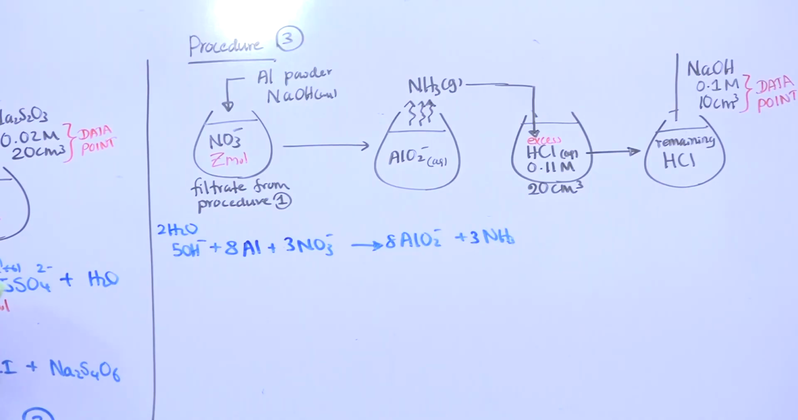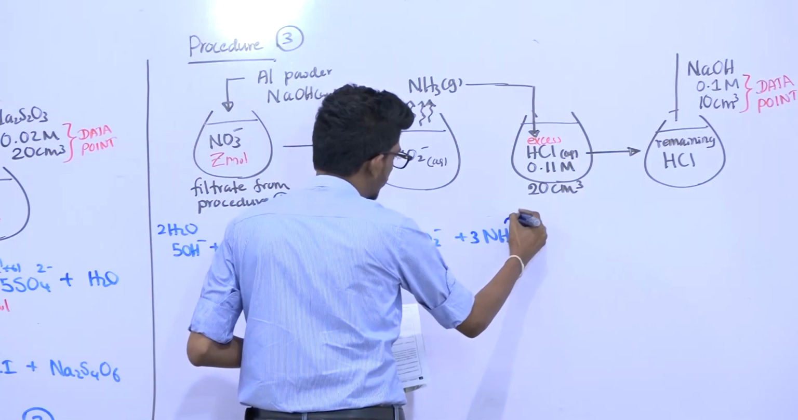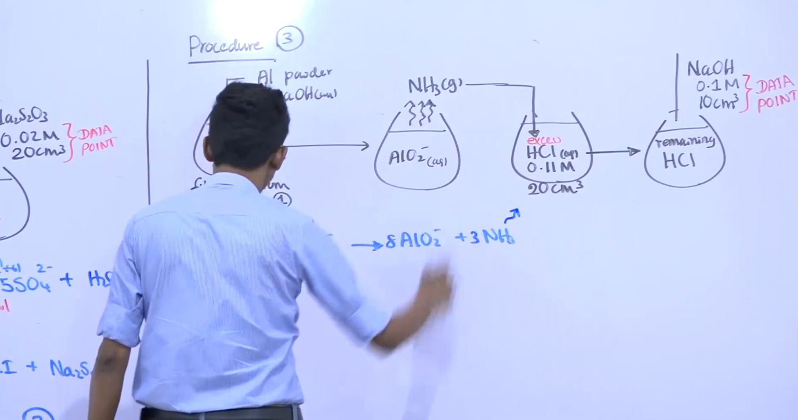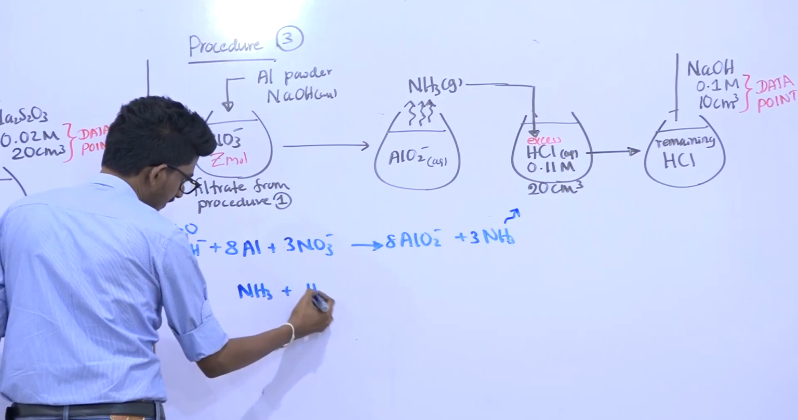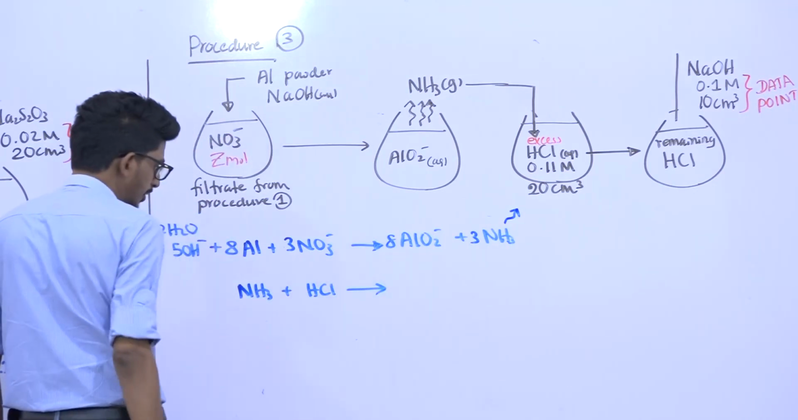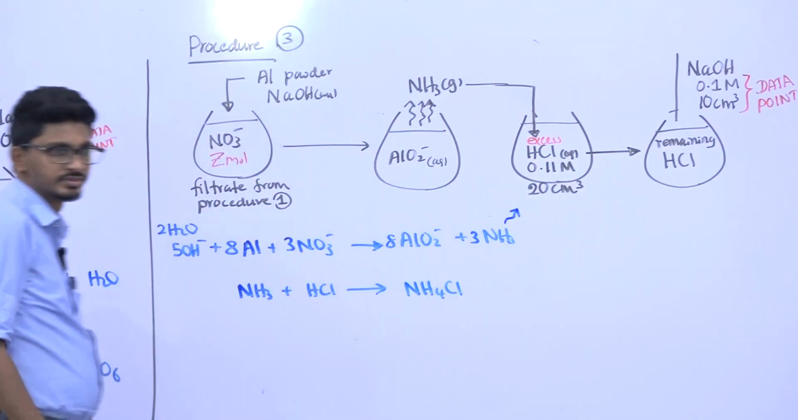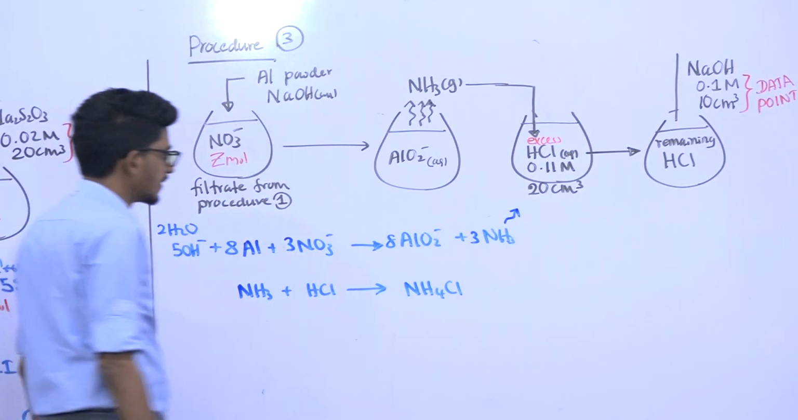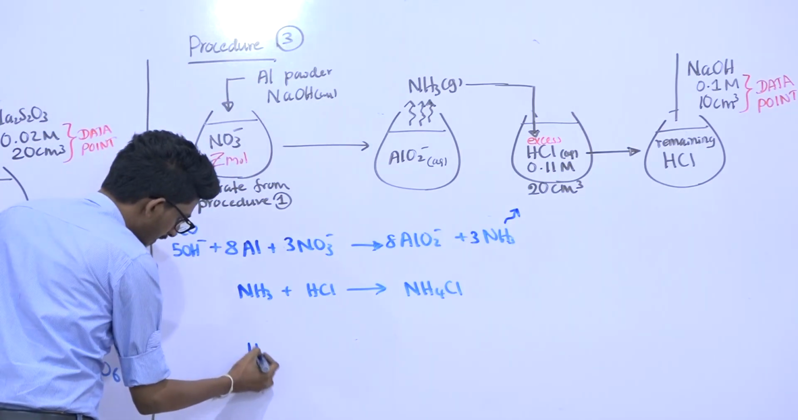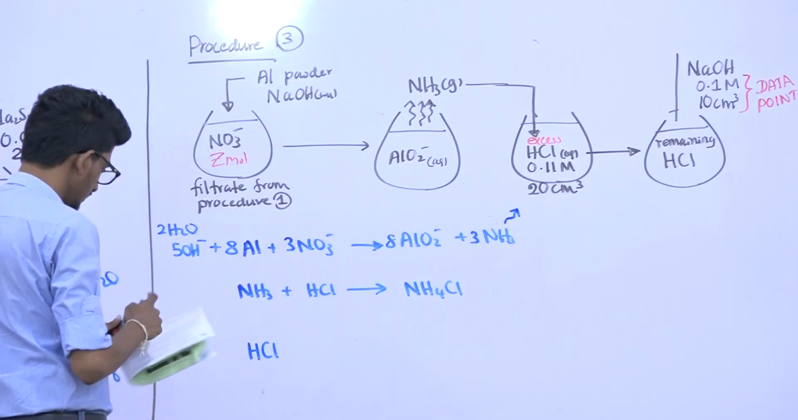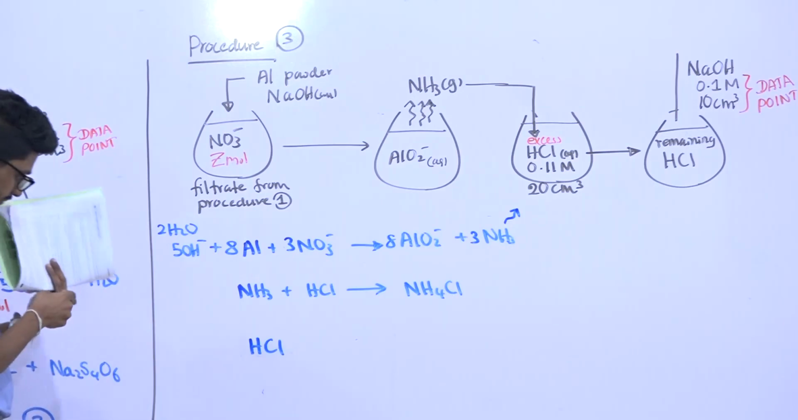and 2 H2O as well. Then what happens? This overproduced NH3 reacts with HCl. That will produce NH4Cl, an acid base reaction. Then the remaining HCl. This is the remaining HCl.